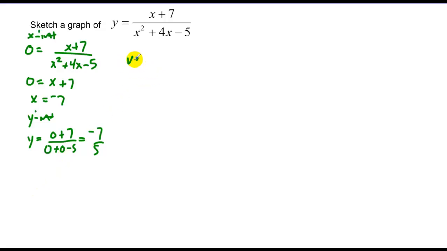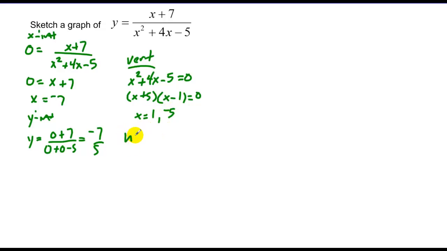Vertical asymptote, set denominator equal to 0. It's a trinomial that's going to factor. So I get x plus 5, x minus 1, or x equals 1 and negative 5. Horizontal. In this case, we notice that the degree of the numerator is less than the degree of the denominator, therefore y is equal to 0.